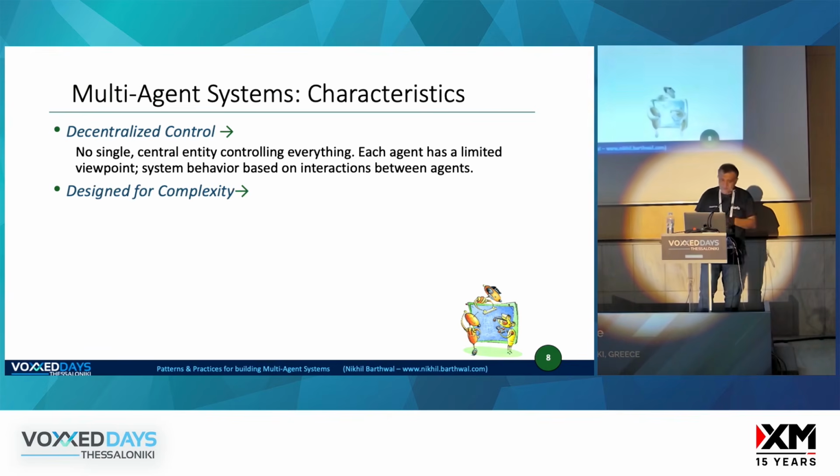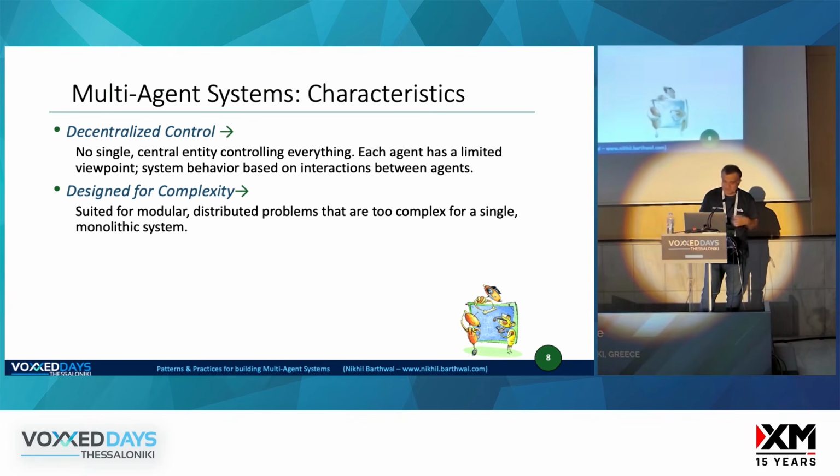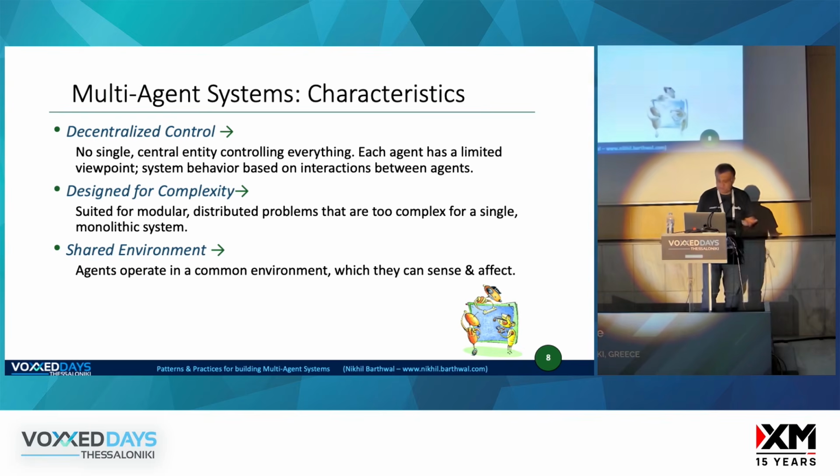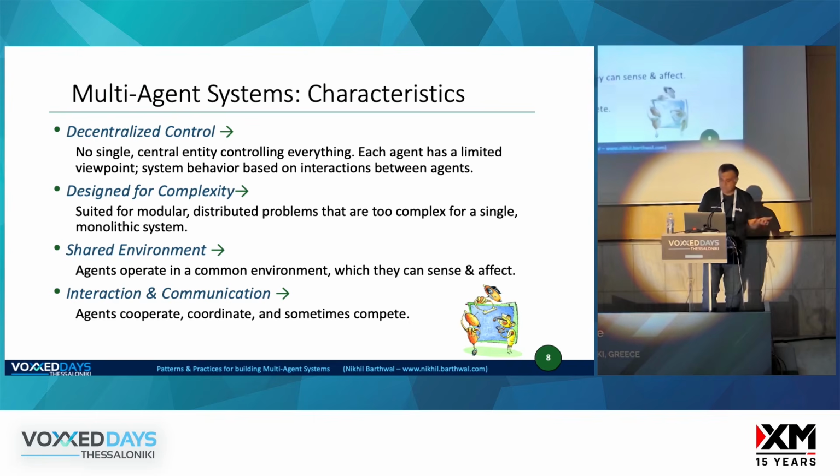Designed for complexity. If it's not complex, why would I have multiple agents? I need multiple agents because my problem is so complex that it cannot be handled by a single agent. So distributed problems, too complex for a single agent. They all operate in a shared environment because they need to have the same context, the same memory, etc. So there are shared resources, a shared environment. Then they communicate with each other, they cooperate, they conflict, they compete.